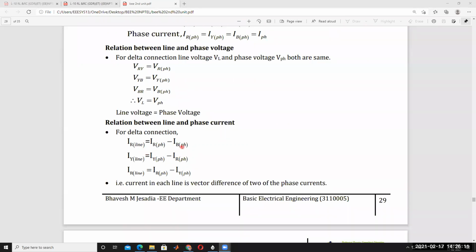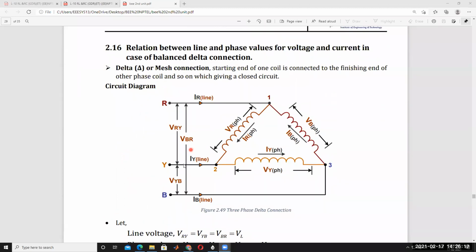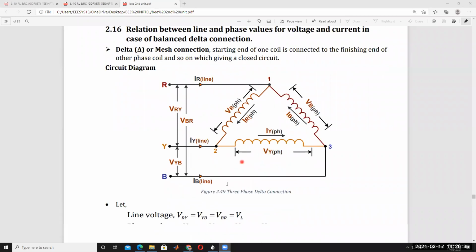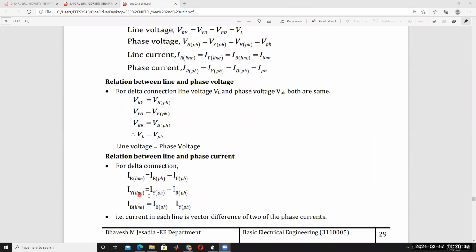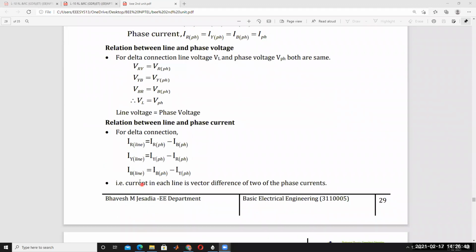It's clear. Similarly, IY line is entering, IR phase is entering, and IY phase is leaving. IY line plus IR phase is equal to IY phase. Then IY line is equal to IY phase minus IR phase. Understood? Similarly, IB line is equal to IB phase minus IY phase.